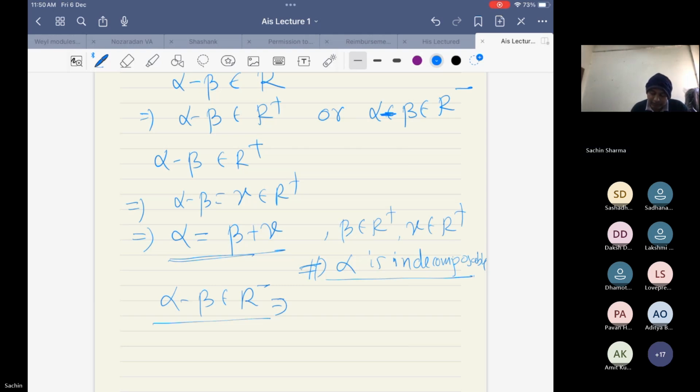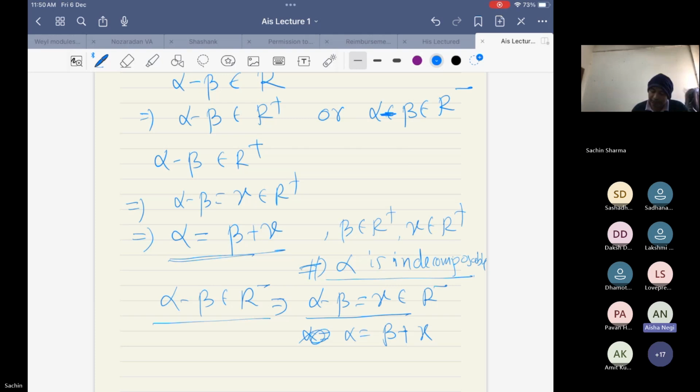Can you complete, Aisha? Then it is some equals to some negative roots. Gamma belongs to R minus, which means minus of some positive roots. So then again, it will say that alpha is my beta minus of that. Alpha is equal to beta minus of that gamma. No, plus of gamma, no. Alpha minus beta is gamma, right? Yes, sorry, beta plus gamma, yeah.